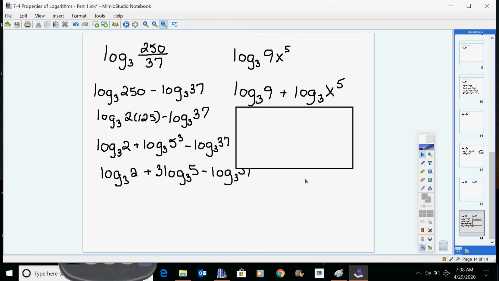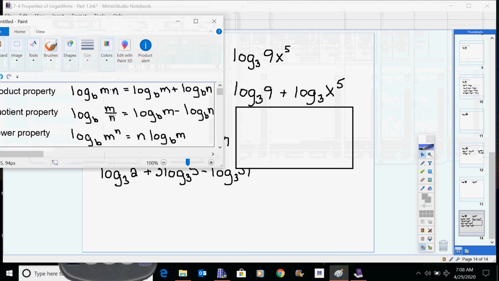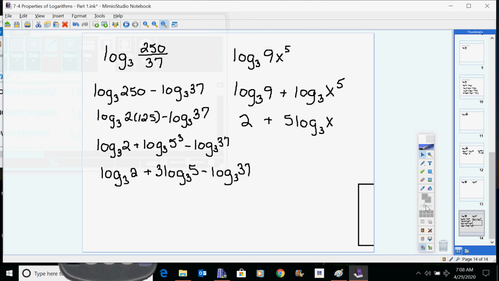So this is log base 3 of 9, because of the product property right here, 9 times x to the 5th. Then you can take this one and bring the 5 down front because the 5 is applying only to this x. But you're also asking yourself, 3 to what power equals 9? So that can turn into a 2.